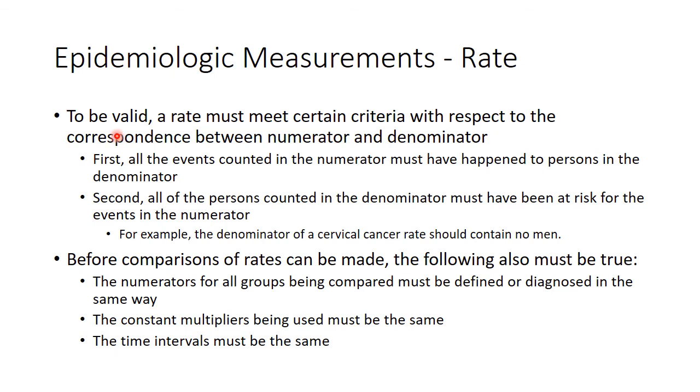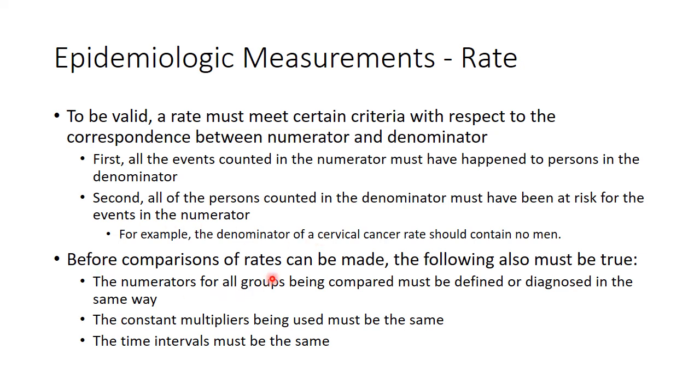So again, to be valid, a rate has to meet certain criteria with respect to the correspondence between the numerator and the denominator. First of all, the events counted in that numerator must have happened to people in the denominator. You have to make sure that you're actually looking at the population that you consider to be your denominator, and the people that had the event actually came from that. And then people being counted in the denominator must have been at risk for the event in the numerator. For instance, if you're looking at the number of people who develop cervical cancer, your denominator probably shouldn't count men, right? Because you want cervixes to begin with, at least as far as I know.